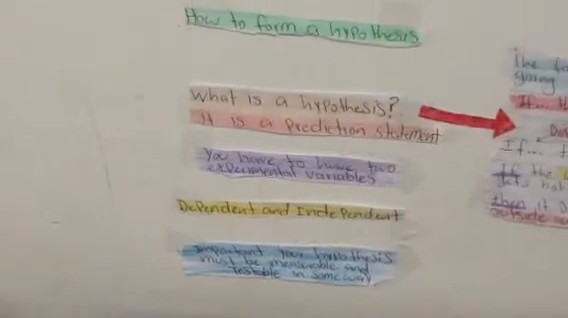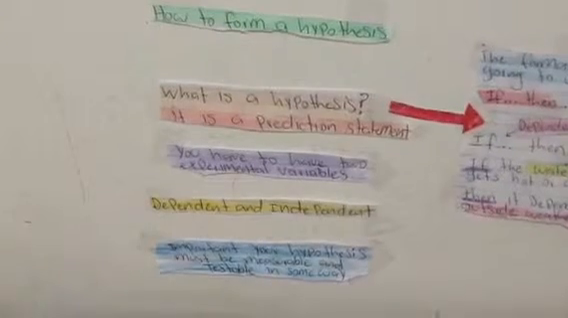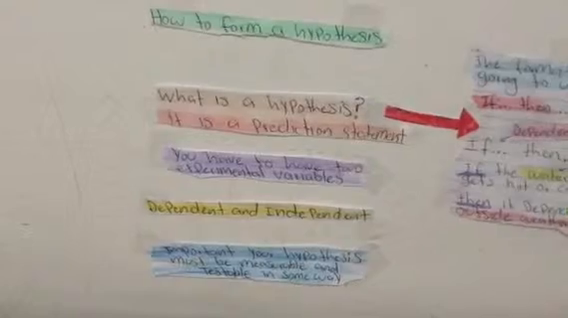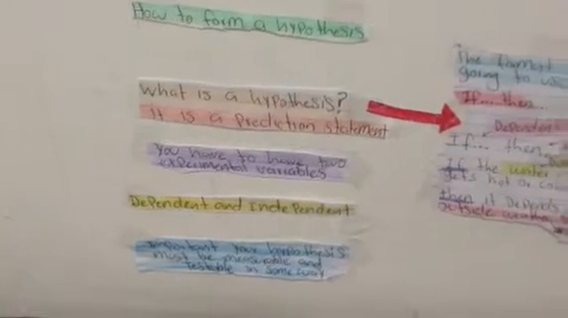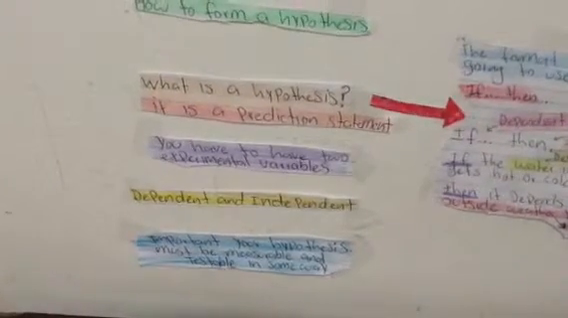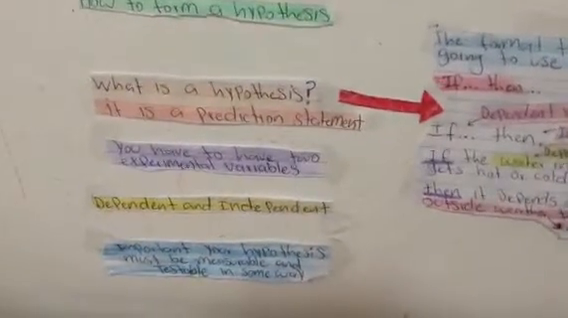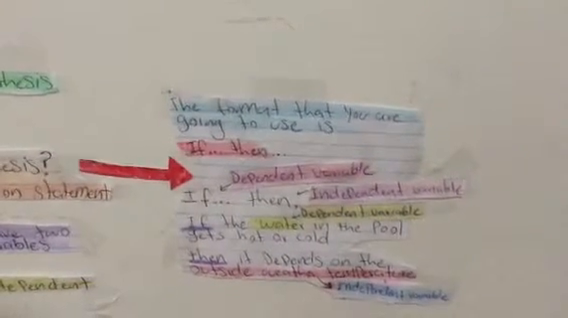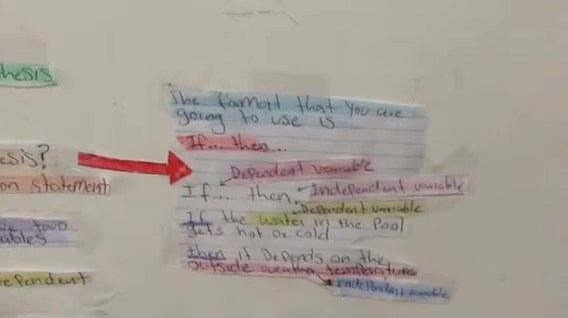So let's go back here to what is a hypothesis? It is a prediction statement, okay? So you have to have two experimental variables, dependent and independent. Important things about your hypothesis: it must be measurable and testable in some way. So let's go back. Remember, it's got to have a dependent and independent. Very important. Okay, so the format that we are going to use is if-then. Your hypothesis has to be if-then.